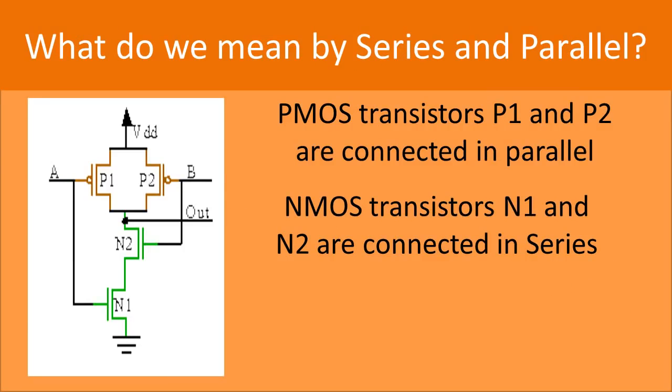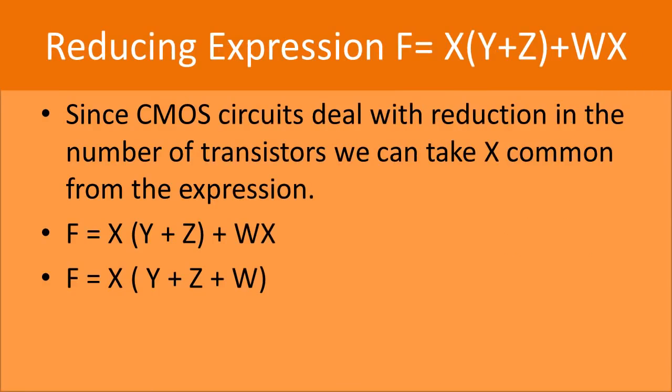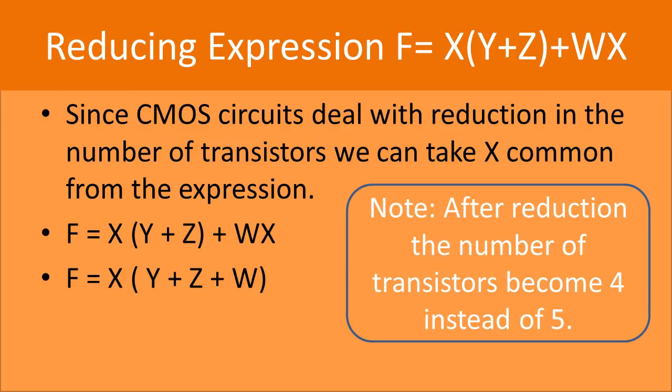Now what do we mean by a series and a parallel connection? P1 and P2 are facing each other whereas N1 and N2 are connected one after the other. Since P1 and P2 are facing each other, they are said to be connected in parallel, and N1 and N2 are connected one after the other, which means they are connected in series. Well, what we have exactly drawn now is the NMOS NAND gate. Since CMOS deals with reducing the expression, we take an x common out from the expression. Hence, we can reduce the expression to x the whole multiplied by y plus z plus w.